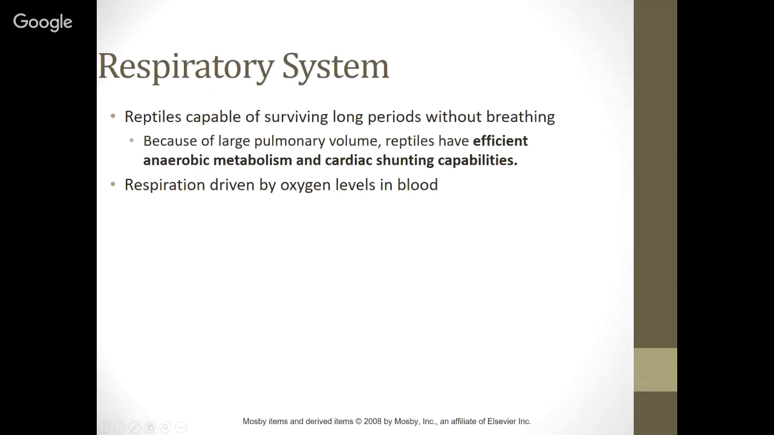The respiratory system in reptiles: because reptiles are capable of surviving long periods without breathing, they have a large pulmonary volume, and they have very efficient anaerobic metabolism and cardiac shunting capability. So we talked a little bit about that in the cardiac section, where depending on the blood pressure within the system, it will change where the blood goes. Respiration is driven by oxygen levels in the blood. So when oxygen gets too low, then they will breathe.